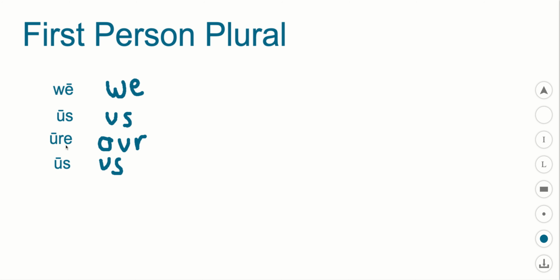And also note here, ūre does kind of sound like our, so we've got this sort of a U sound and an R. So that might hopefully make it a little bit easier to remember, and wē is obviously very similar to we.